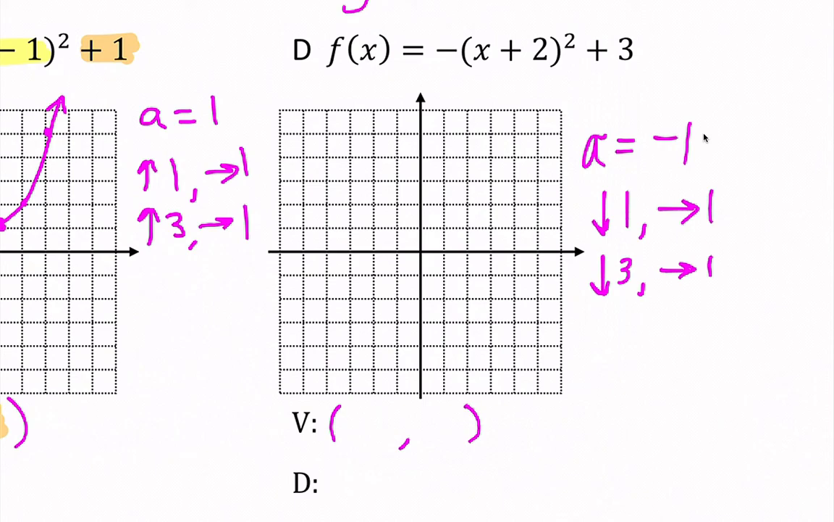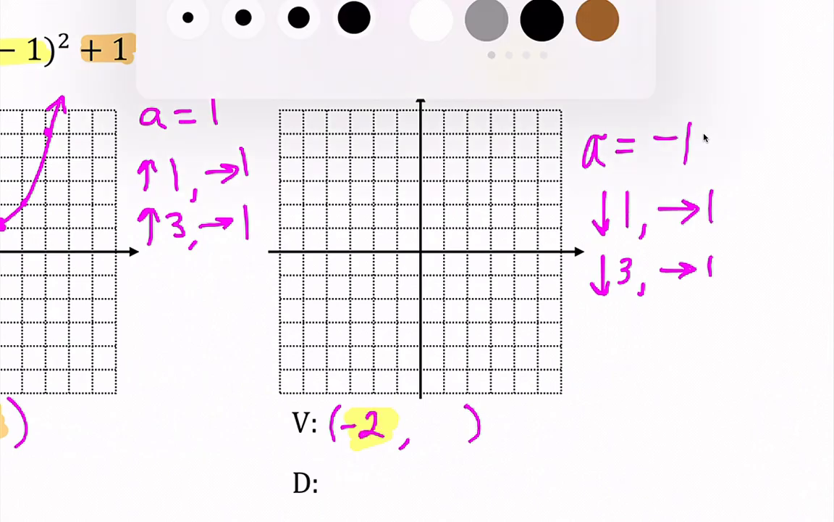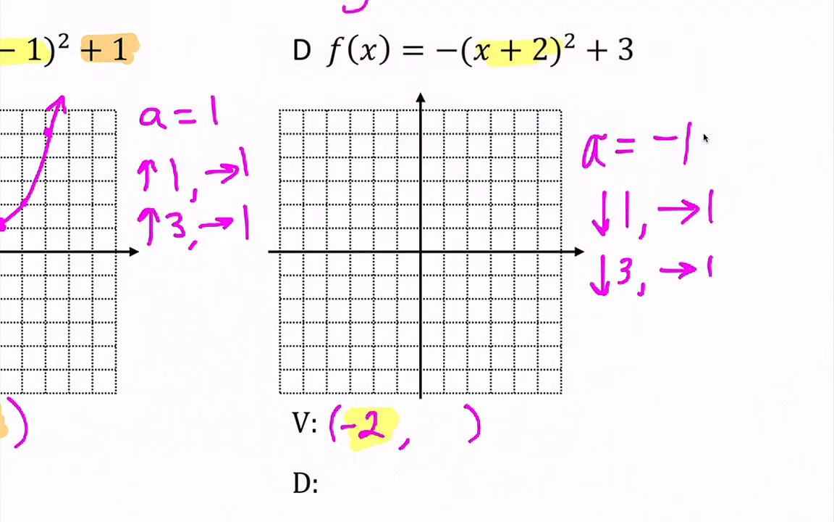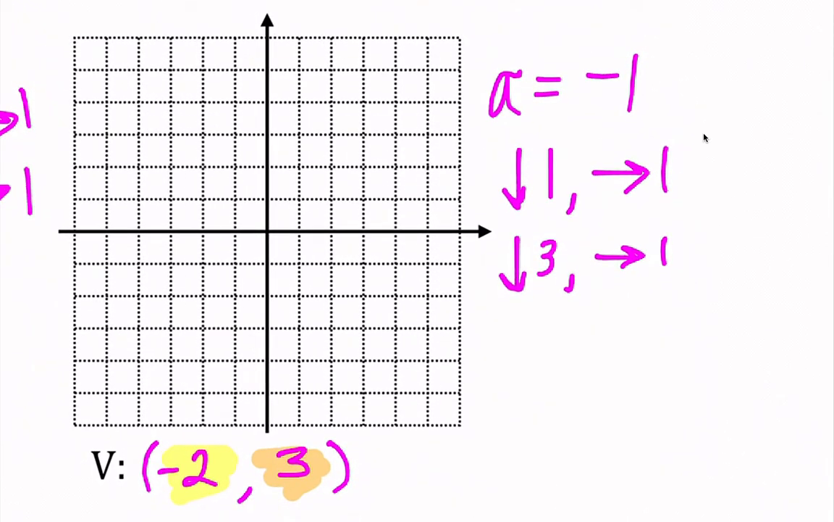Okay, so to find my vertex, to find the x, I go look in parentheses with the x. I see a plus 2. X's are liars, so I know mine is a negative 2. Then I need to find my y value, so I look at the very back of the equation after the square. Back there I see a plus 3, so I know that my y value will be a positive 3. So my vertex is at negative 2, 3.